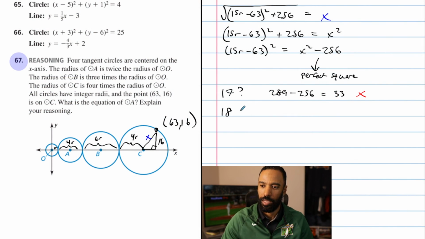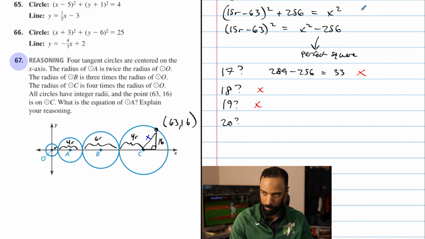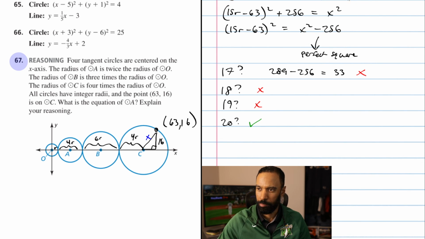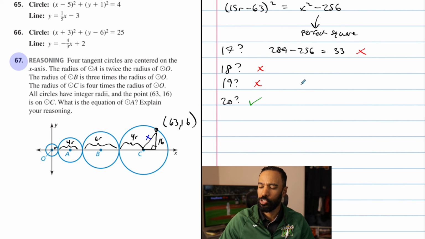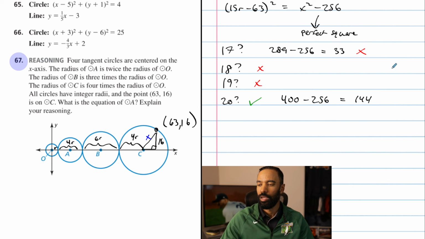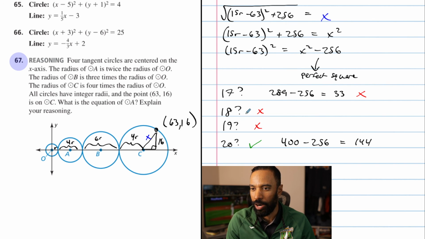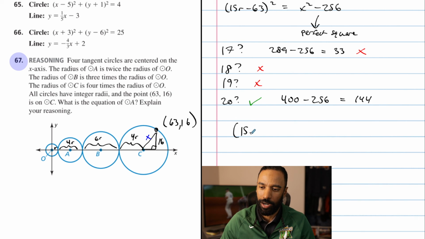So 18 is a no, 19, I don't think 20 was the one I was trying to get before. But 20, that would be another kind of Pythagorean triple here, part of the 3, 4, 5 maybe. So this will be 400 minus 256, which is 144. So let's plug in that for x. Let's solve for r. Now we'll have 15r minus 63 quantity squared equals 144.